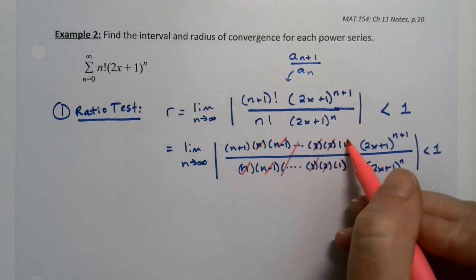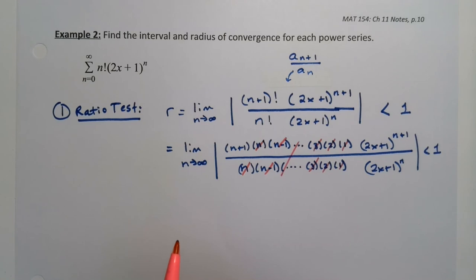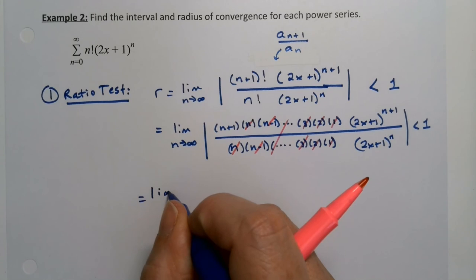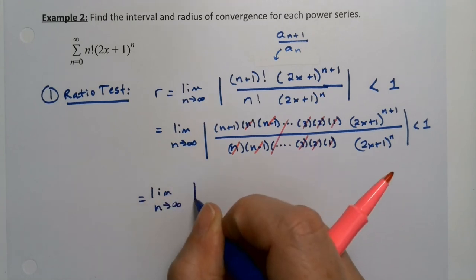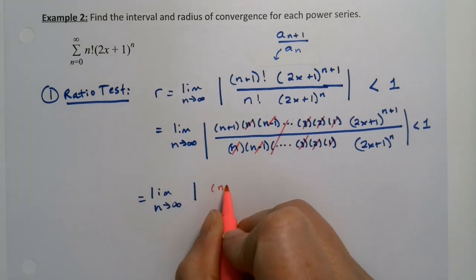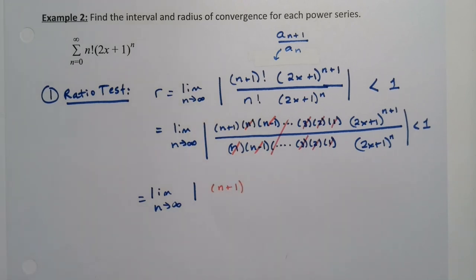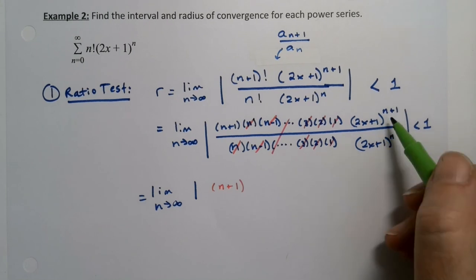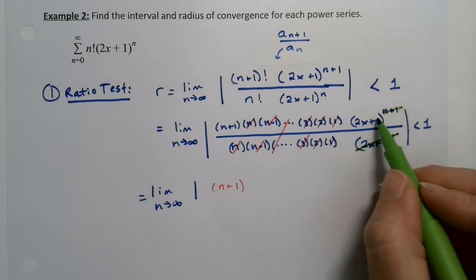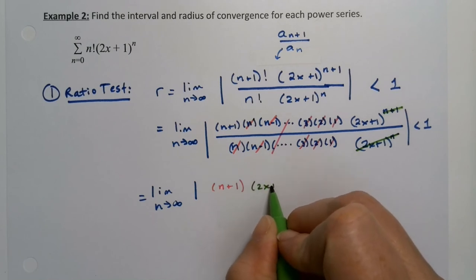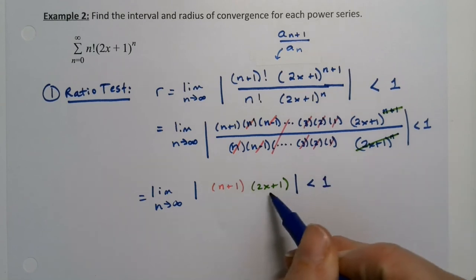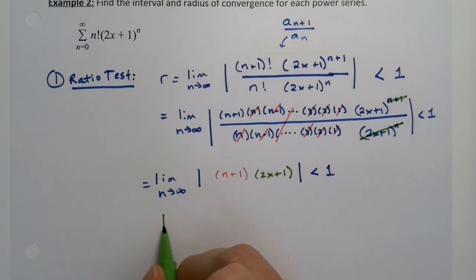So these all cancel, and the only thing you're left with is an n plus 1. So you're taking the limit as n goes to infinity of the absolute value of n plus 1 times, and then over here, (2x plus 1) to the n plus 1. So this is all gone and leaves you a 2x plus 1. Now 2x plus 1 does not actually enter into this at all. There's no n in there. So I can take the absolute value of 2x plus 1 out of the limit.